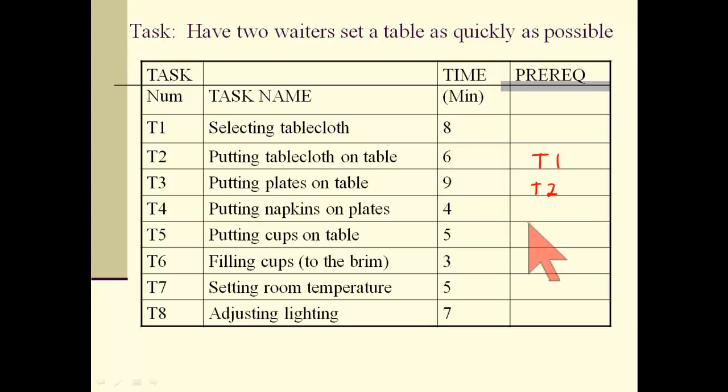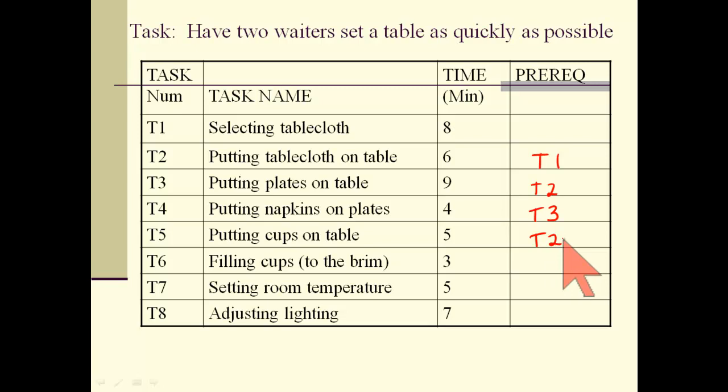Putting napkins on the plates. Better have the plates on the table before that happens. So let's say T3 is a prerequisite for that. Putting cups on the table. Okay, we had better have the tablecloth on the table before we put cups on, but plates and cups could go on in either order. So the prerequisite for task 5 is task 2.